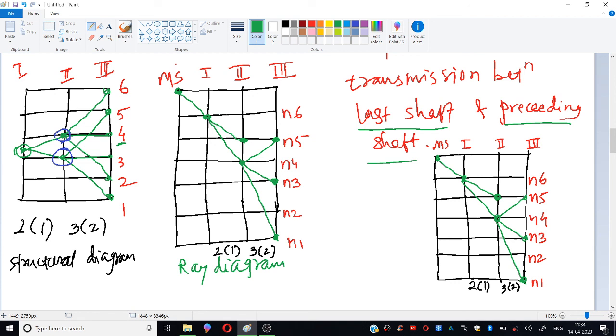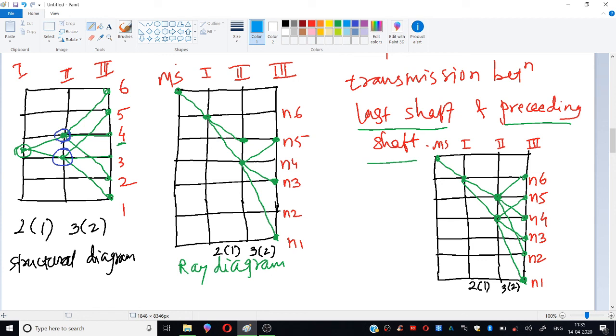Then after this, we have 3 points remaining. For this particular point, we are going to join N6, N4 and N2. So we are joining those points and it shows the speeds at the respective points. Whatever we have calculated initially, the speeds of the shafts, we can indicate over here.